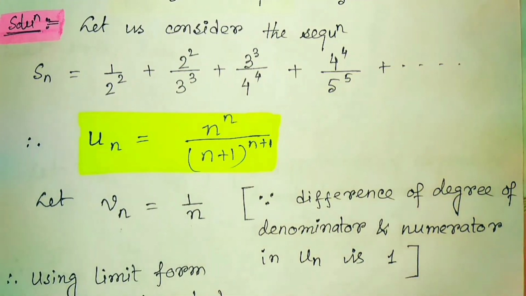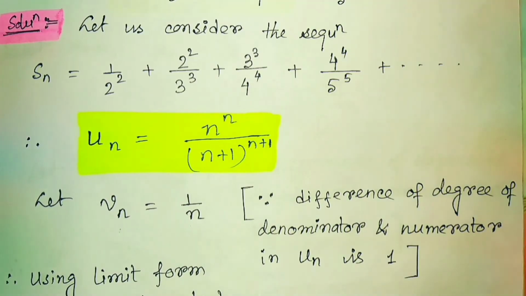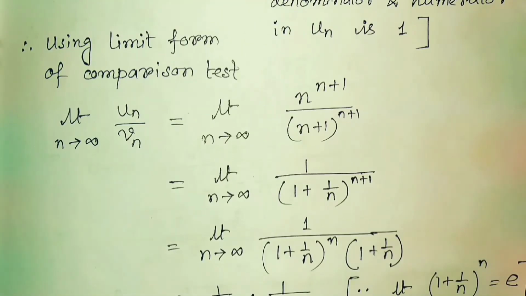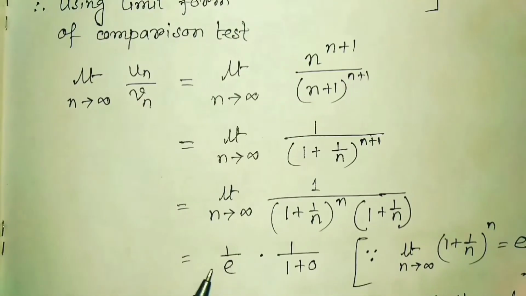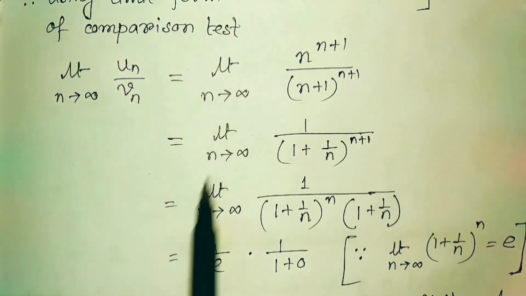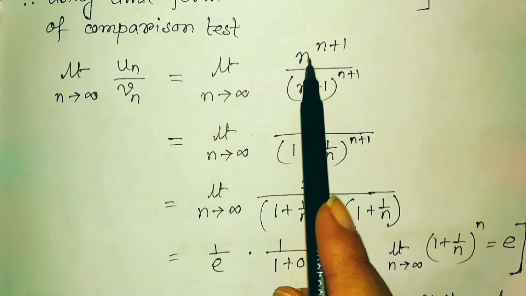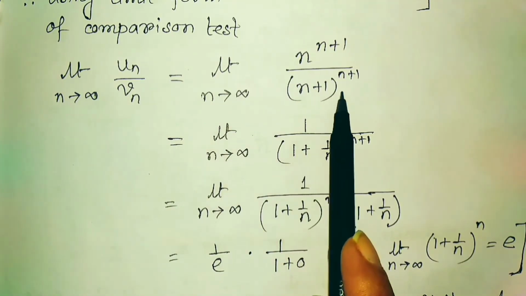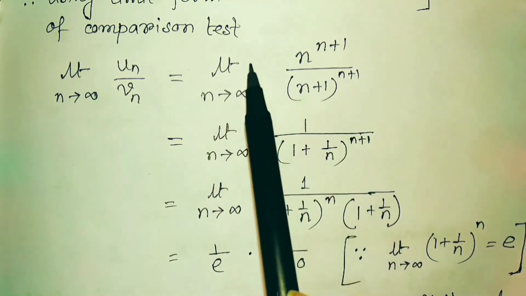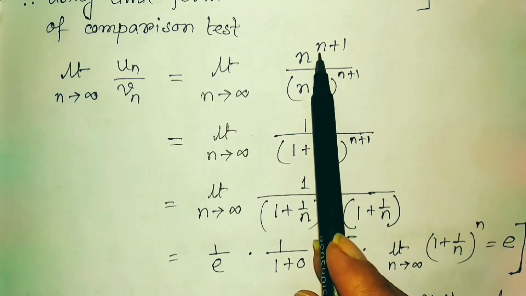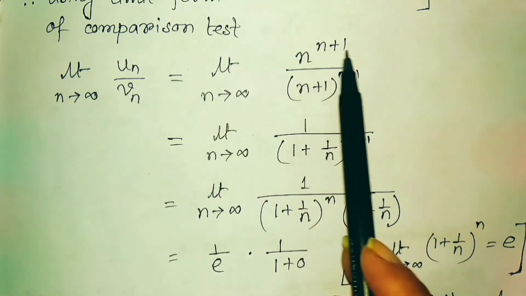I hope it is clear. So now after choosing this one, we just apply the comparison test. While we apply the comparison test, we will find out that the limit as n tends to infinity of un by Vn should be equal to this one. Here, just look, un means n to the power n divided by (n plus 1) to the power n plus 1. Now if we divide by Vn, where Vn is 1 upon n, that n should be adjusted over here. That's why it becomes n to the power n plus 1.